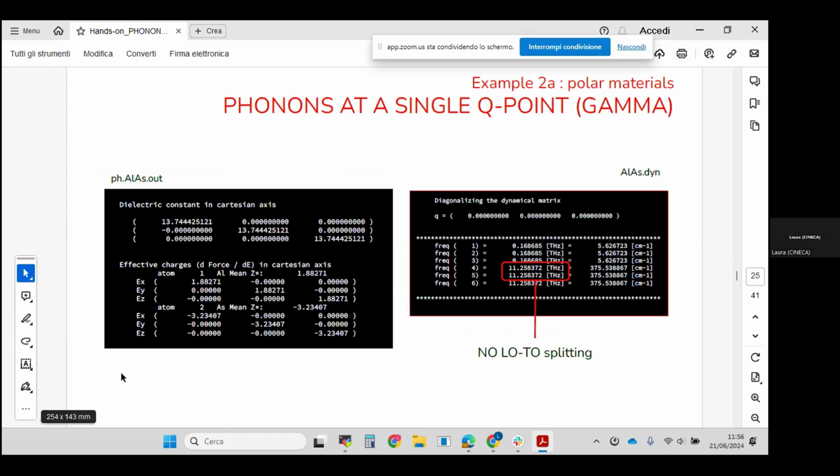Now, if we look at the output and the dynamical matrix, the phonon frequency, sorry, you can see that in addition to the acoustic sum rule, we also need to impose the LO-TO splitting, which is not present in our calculation.